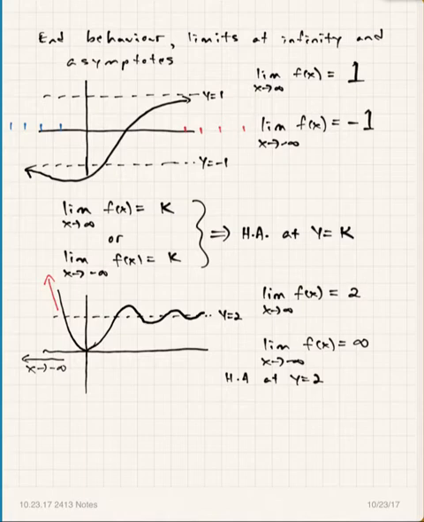Right? One last little picture on this page. We have a function that has a horizontal line. Let's see, this horizontal line is at y equals 5, we'll say. And the graph looks like this.